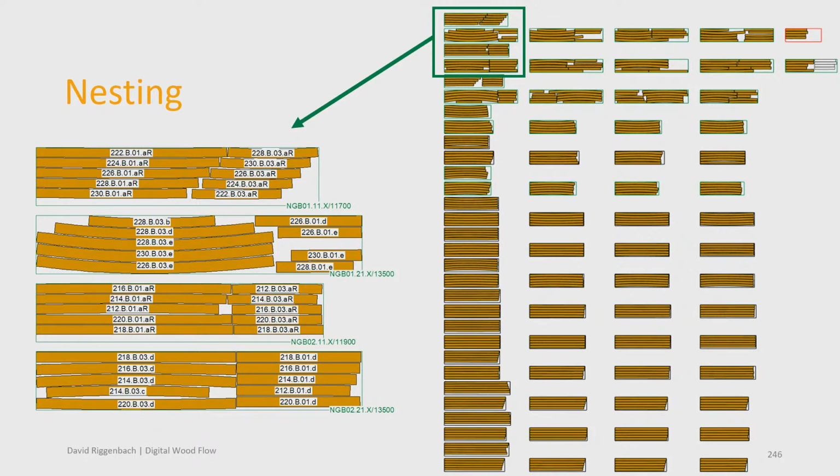Nesting always needs to be organized in different nesting groups, because we also have to handle the logistics. So we always have a nesting group including 5 beams. Here you see how the different lamellas are optimized to avoid as much waste as possible.